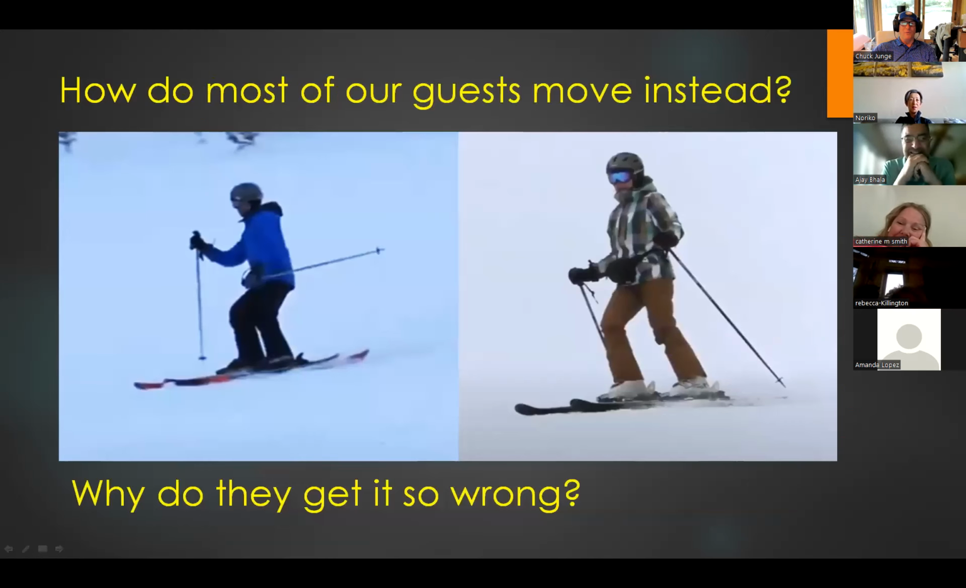All right, so how do most of our guests move instead, and why do they get it so wrong? This is kind of like, again, popcorn style. What do you guys normally see when we're talking to our guests? They let the hill take over so they can't stay face down, and they get in the pocket.